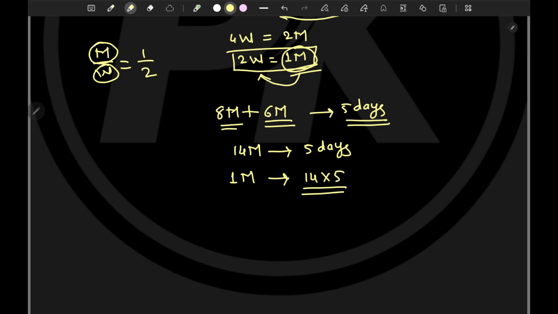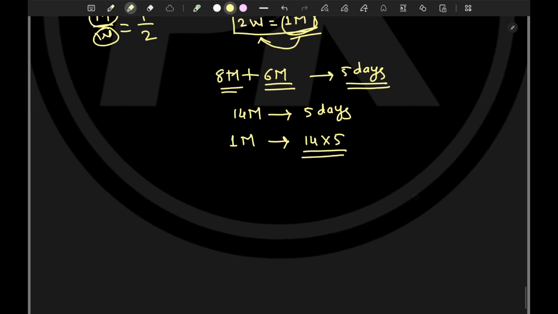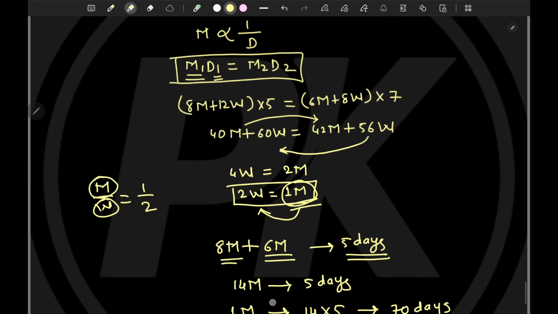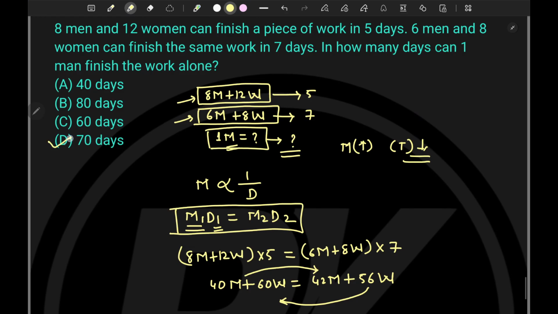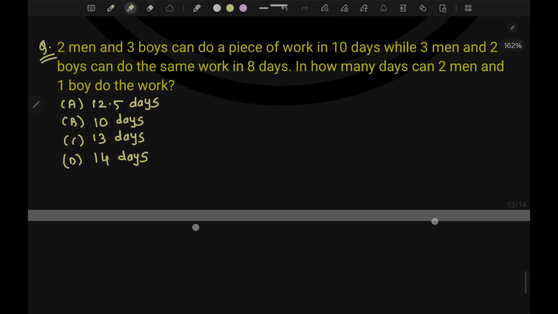Let's say with a simple example, to do a work, one man is taking 1 day, then 2 men will take ultimately half day, right? Because they are doing it together. So here similarly, we are just doing the multiplication, and hence our answer will be 70 days. And hence one man will take 70 days to complete the work.